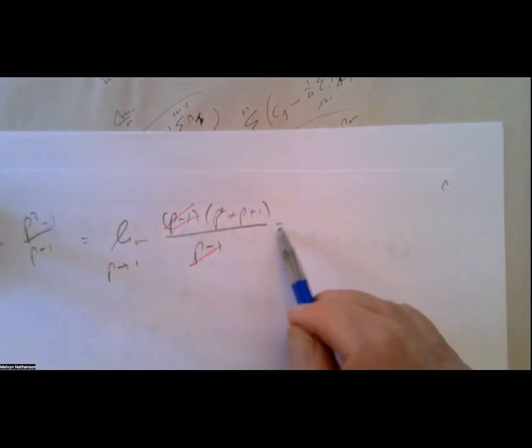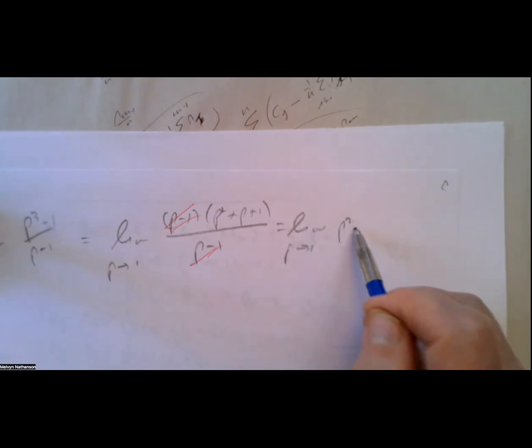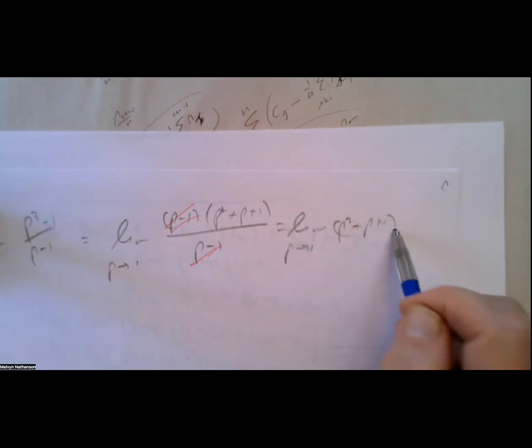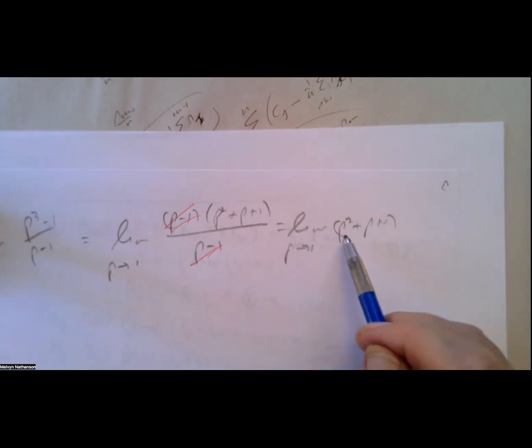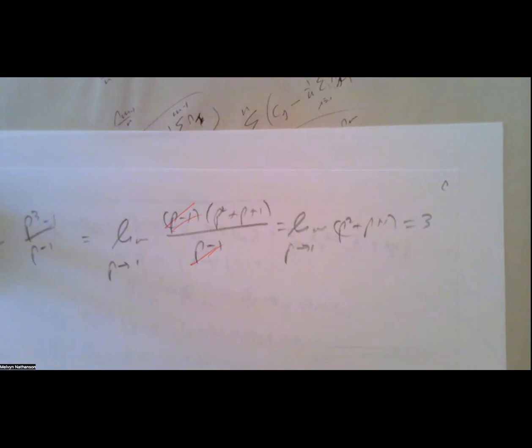And again, the p minus 1's cancel. So you're left with just this term, the limit as p goes to 1 of p squared plus p plus 1. This is just a polynomial. As p goes to 1, this approaches 1 plus 1 plus 1, or 3.